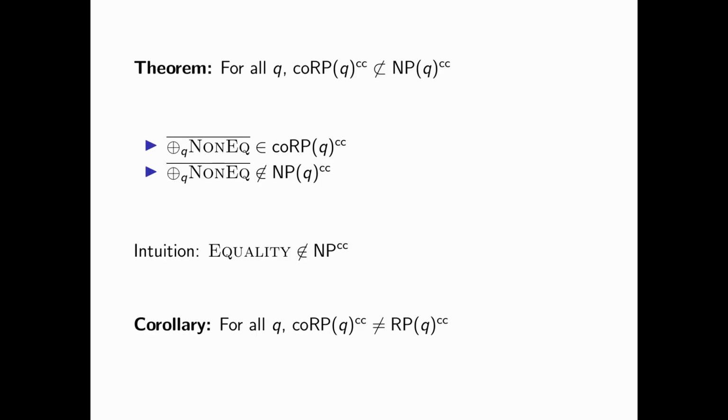First, we proved that co-RPQ can efficiently solve problems that NPQ can't. The function that we use to separate these is the negated parity of Q non-equalities function from earlier. Recall that this function is in co-RPQ by the fact that the negation of the equality function is in RP. We prove that it isn't in NPQ by a fairly direct combinatorial argument. I won't go into the details, but intuitively this result makes sense.